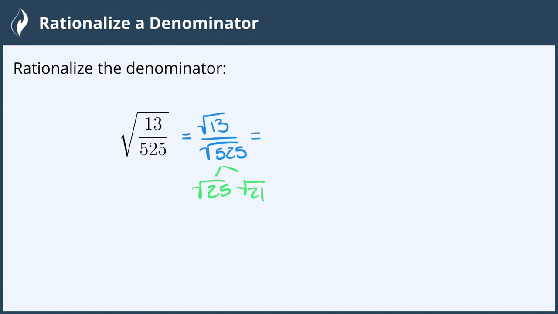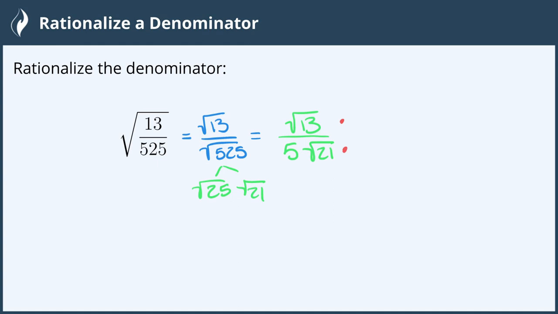And we can just go ahead and evaluate that. So we have the square root of 13 that we didn't touch. The square root of 25 is 5. And we still have the square root of 21. To rationalize the denominator, it just means that we don't like a radical on the bottom. So we can multiply something to the top and bottom of any fraction and it keeps its value.